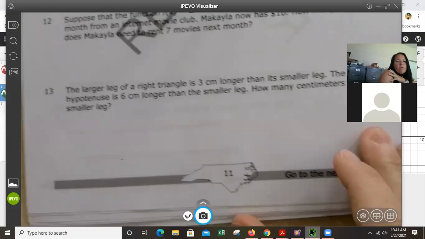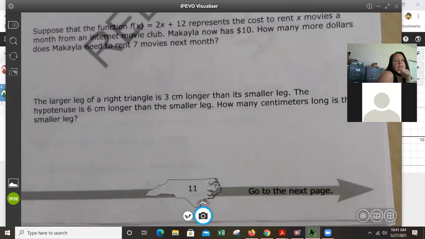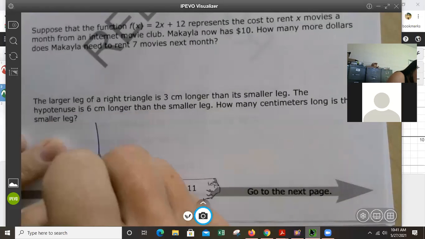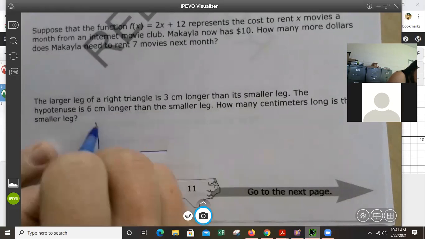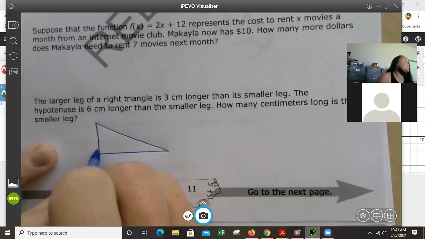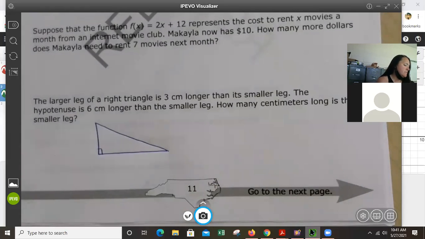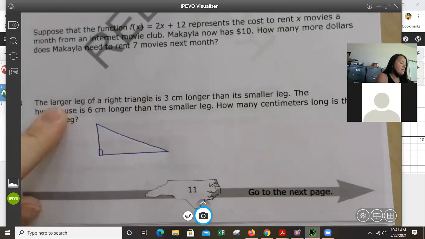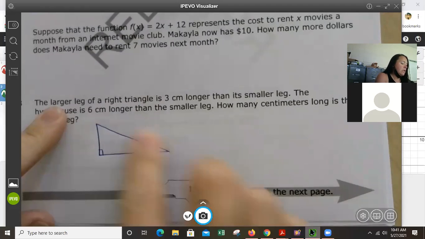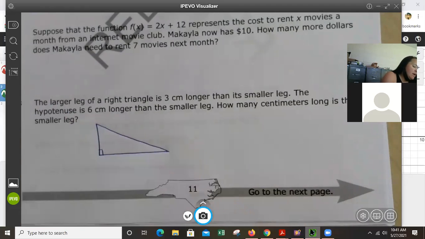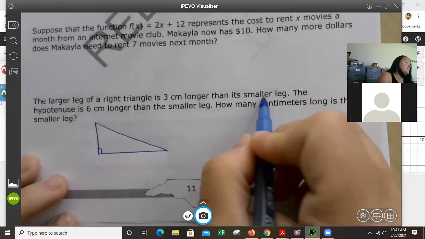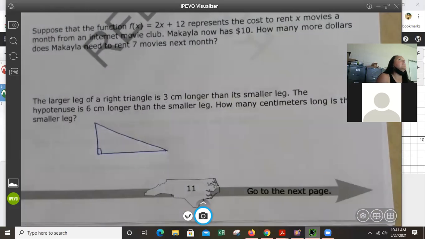It says the larger leg of a right triangle is 3 centimeters longer than the smaller leg. The hypotenuse is 6 centimeters longer than the smaller leg. How many centimeters long is the smaller leg? So you have a right triangle with a short leg and a long leg. It says the larger leg, this is the hypotenuse. You got to know what they are. So the longer leg is the one I have on the bottom, is 3 longer than the small leg. How do I write that?